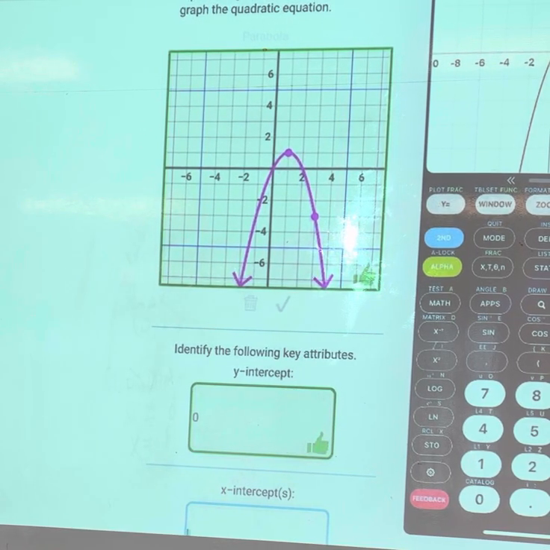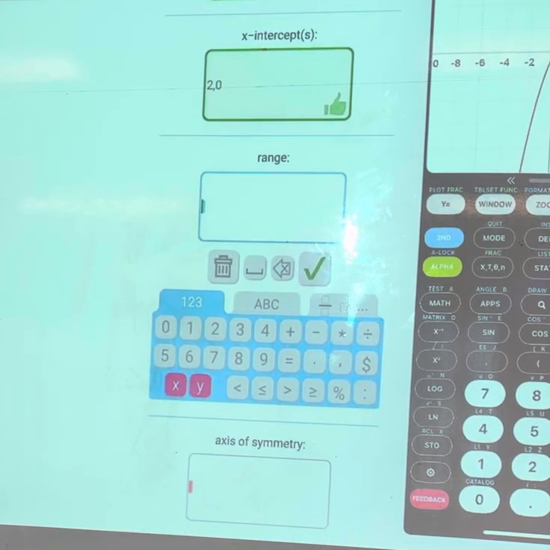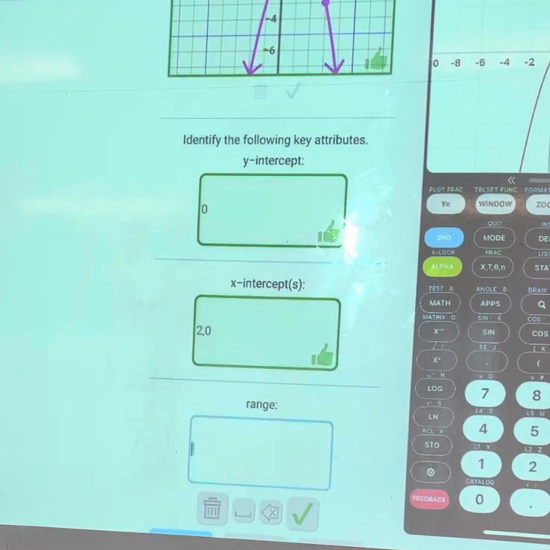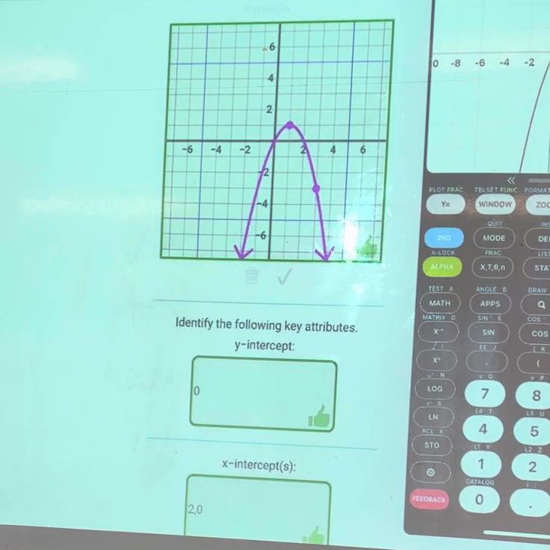And then my x-intercept is? 2. How many are there? 2 of them. So you have 1 at 2. So 2, comma, what? 0. 0. Exactly. Okay. And then when you move up to the next one, you can't see it, but you need to know what it is. So my range, is it going up or going down? Down. So it's going to be y is less than or equal to the y value of the vertex, which is 1. So it starts at 1 and goes down.